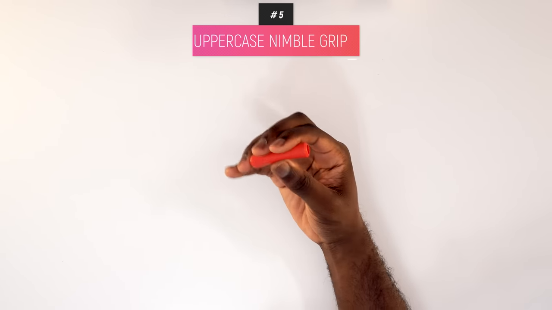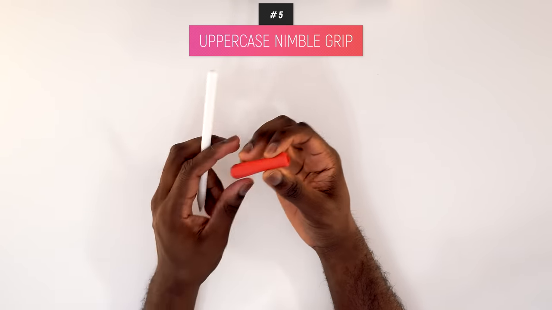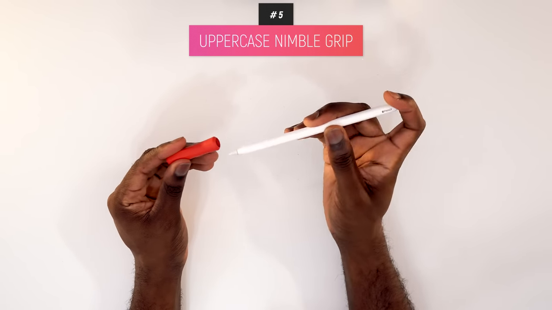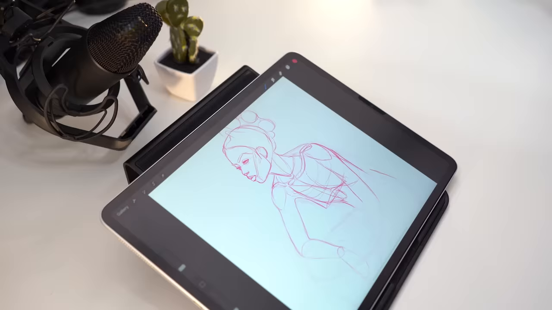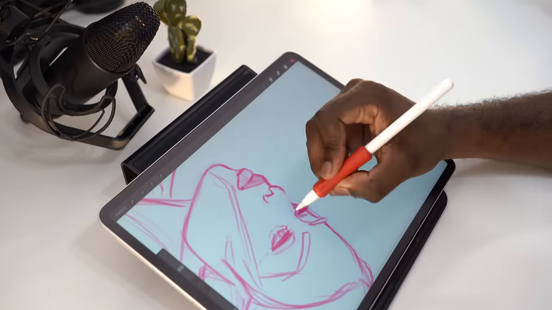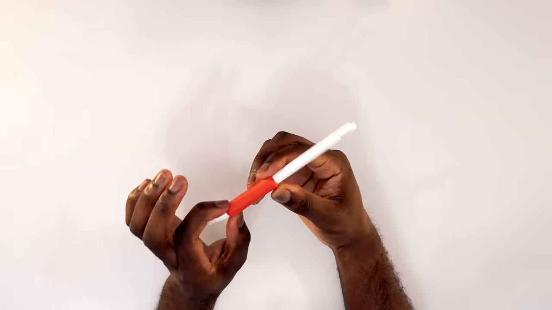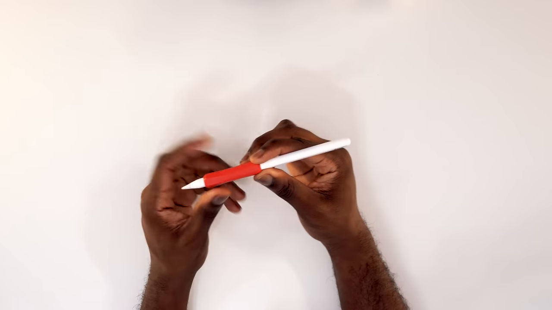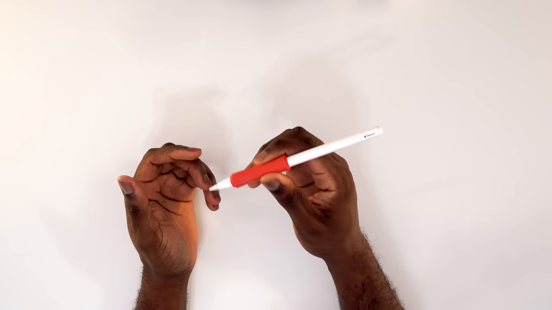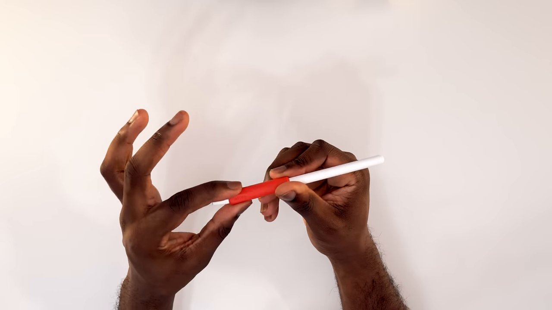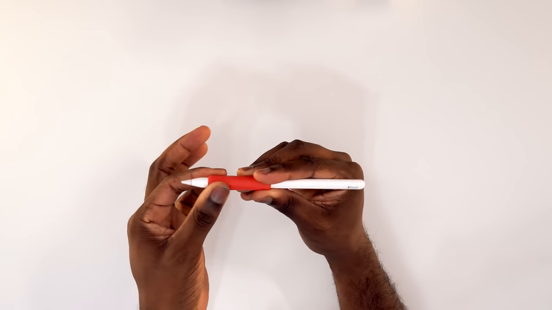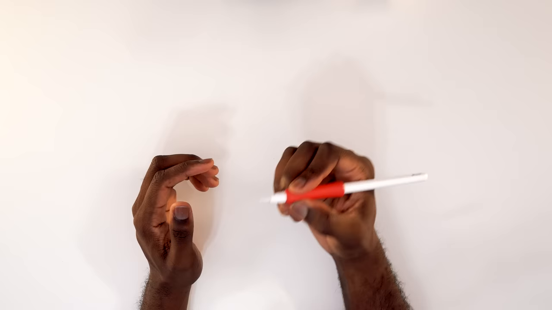Number five on the list is this little guy, the uppercase nimble grip. It's very new to my routine, but it's helped a lot when doing these long, non-stop drawing videos. It's got very good quality rubber and it feels soft yet rugged at the same time. And what I love most about these is that they have these little flat angled edges that rotate around the surface, which make it really comfortable and easy to grip.